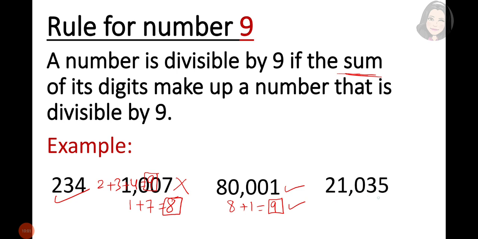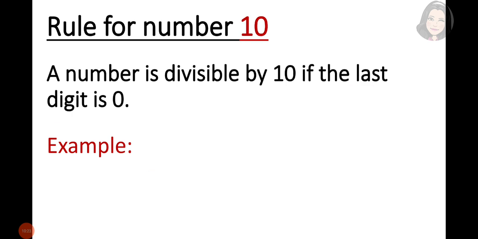Let's check the last number, 21,035. Add the digits. 2 plus 1 plus 3 plus 5. If I add them together, 2 plus 1 is a 3, plus 3 is a 6, 6 plus 5 is an 11. If you divide the number 11 by 9, you're going to get a remainder 2. So this 11 is not divisible by 9, then the whole number over here is not divisible by 9.